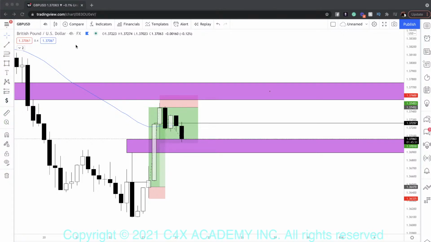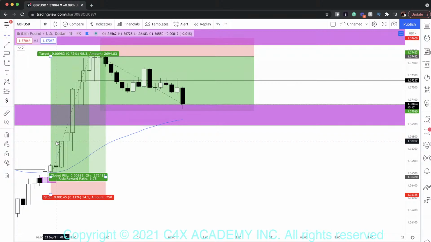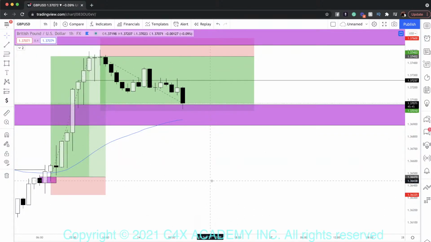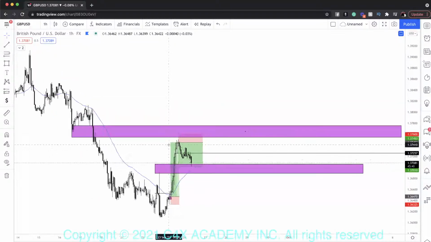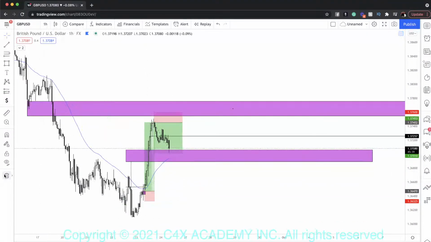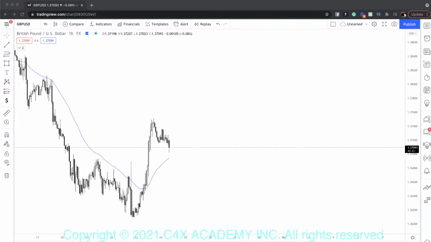Cool. All right, guys. So I'm gonna be looking at GBP USD mainly. I'm gonna go ahead and delete everything, start from zero, so you guys can see exactly what it is that I am looking at.